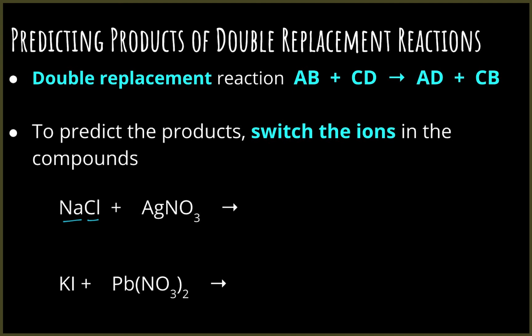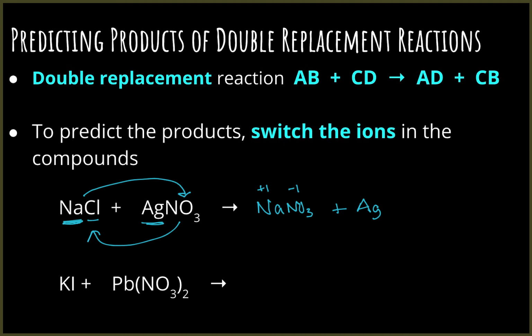The easiest way to do these is to, on the product side, whatever is first in this compound is going to go first, and then whatever's first in this compound is going to go first in the other product, okay? Because the positive ions in a compound always come first. Then all you have to do is switch the second ion. So that means now the sodium is going to combine with the NO3. Again, just like we've been doing, check the charges, crisscross.